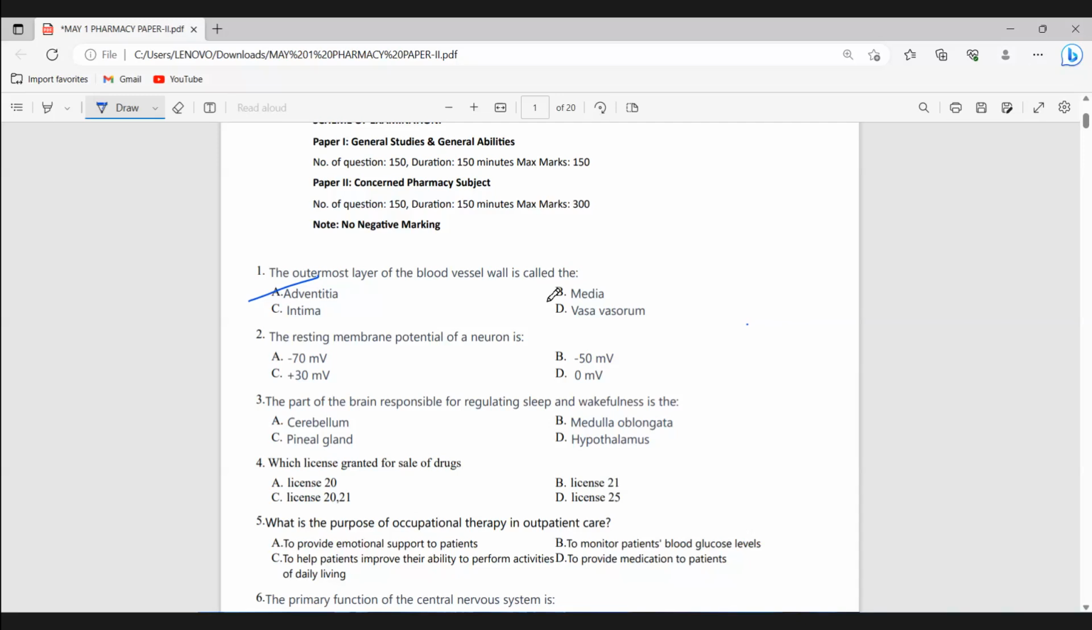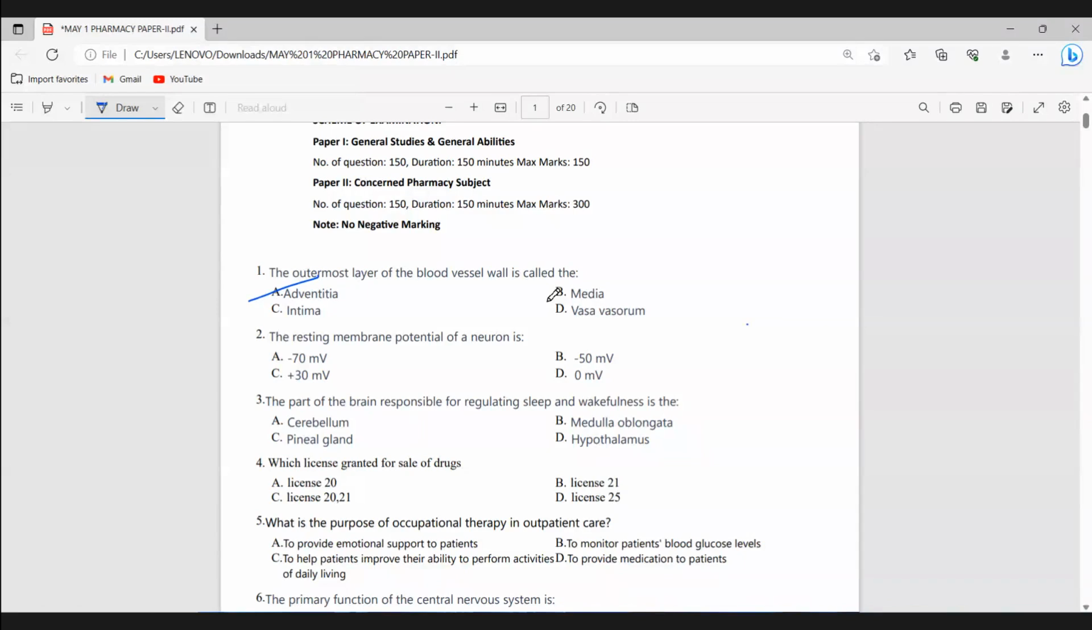Last point about intima. It contains a single layer of endothelial cells. Acts as a barrier between blood and the surrounding tissues.